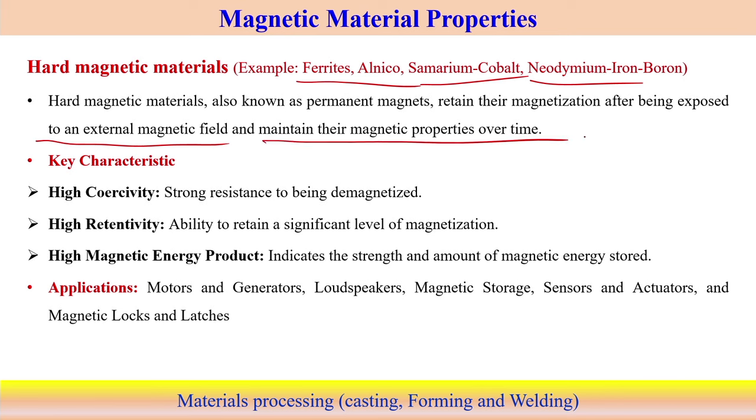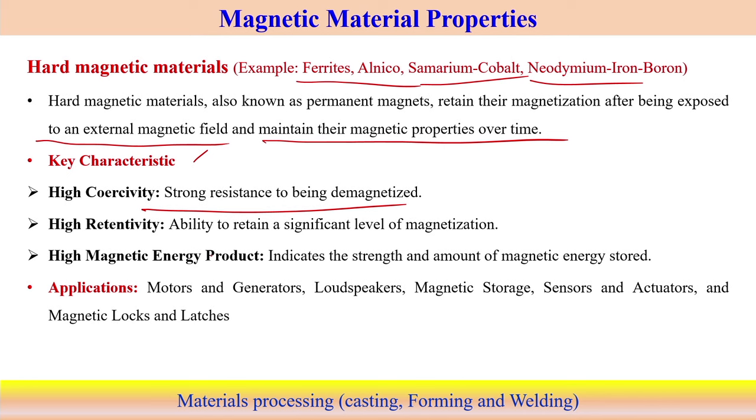But another point is that this permanent magnet means the magnetic properties can be retained over time. So that is the basic definition of hard magnetic materials. The key characteristic in this case is high coercivity, that means strong resistance to being demagnetized. When you try to demagnetize, it creates a strong resistance. It means it has high coercivity for permanent magnetic material.